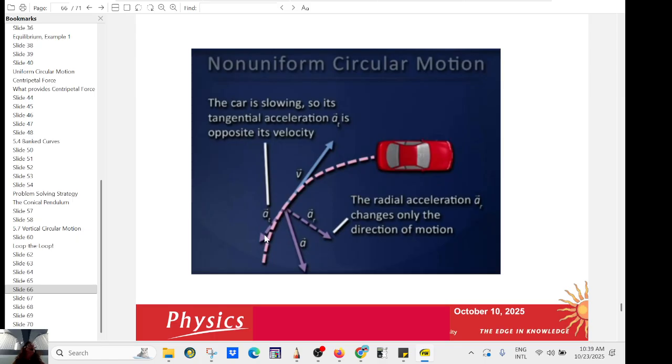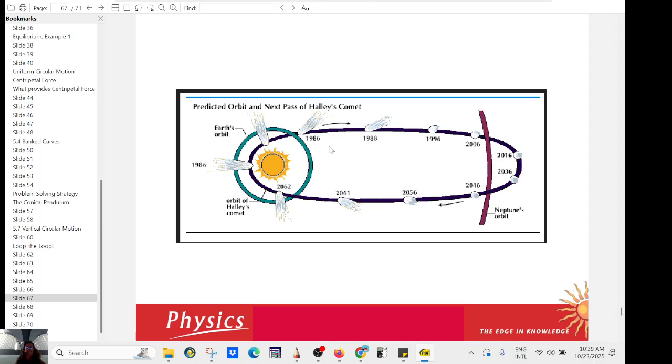That component here, you see, it's opposing the velocity, so it's going to slow down the car. So the car is slowing down and turning at the same time. Each component has a different job. The velocity is always tangent to the trajectory.